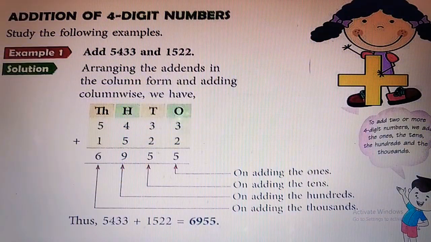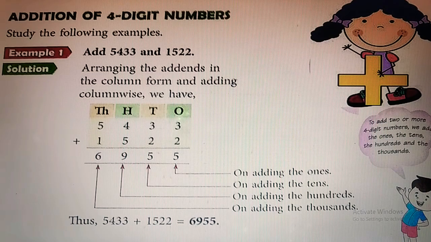Now an example from your book itself. Add 5433 and 1522. Now we have to arrange them in the place value chart. So first we will write the first number. There are 4 columns, ones, tens, hundreds and thousands. So 5 in thousands column, 4 in hundreds column, 3 in tens column and 3 again in ones column.